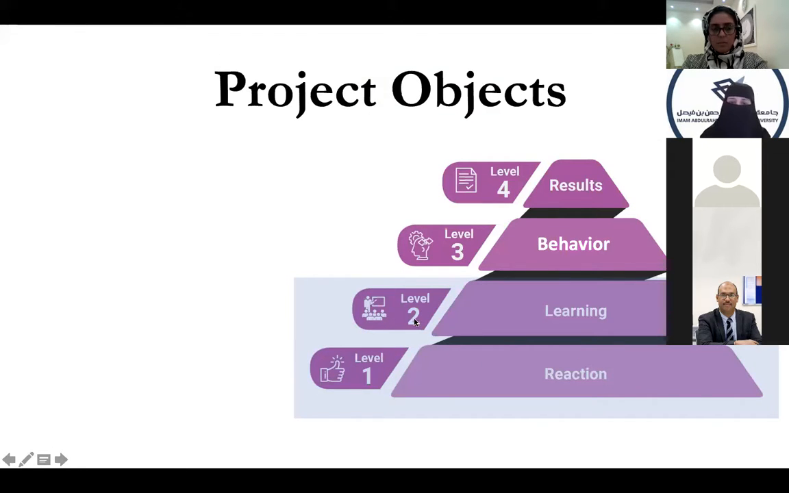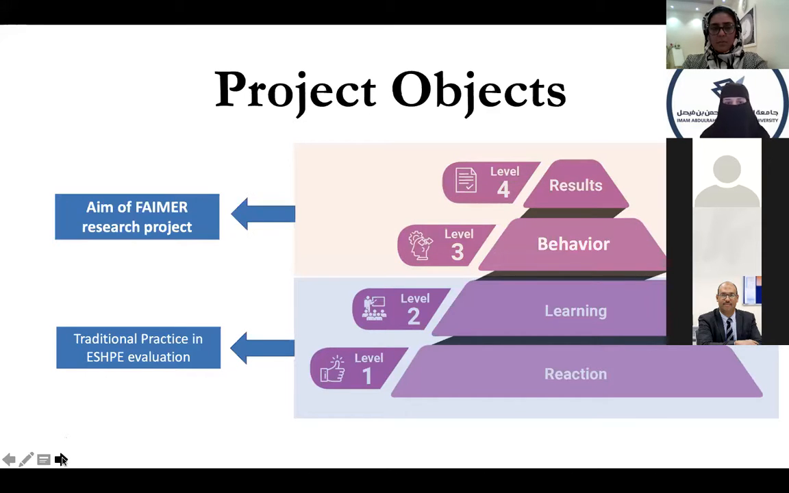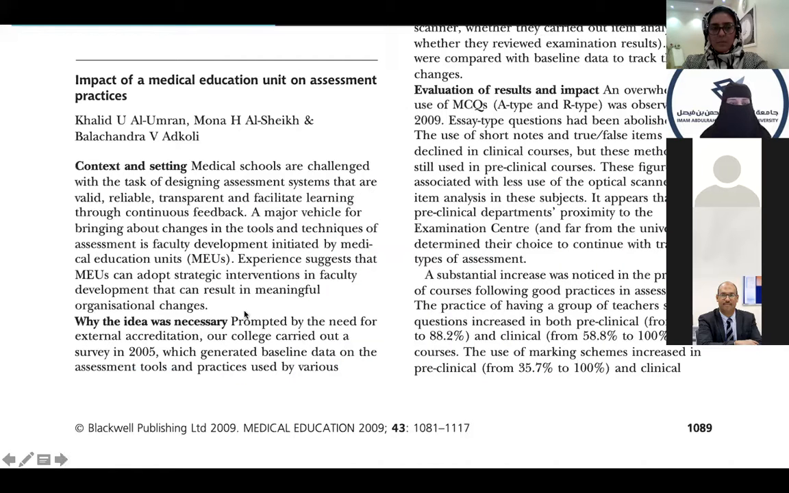So the evaluation at the first and second level were already done. My aim was to do the third and fourth level. And here I had to prove that there was a change in behavior and that the results or the performance of students was also improved. This was a paper that I was telling you about, the impact of medical education unit on assessment practices, which hinted to the institutional practices that have changed.